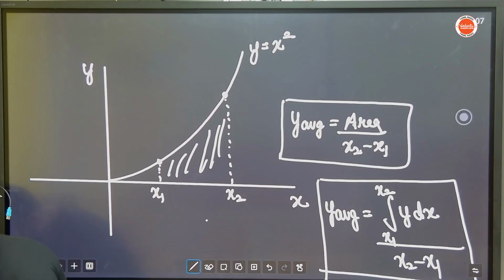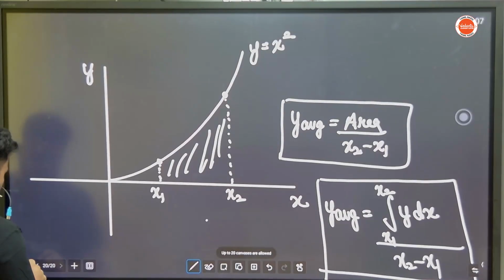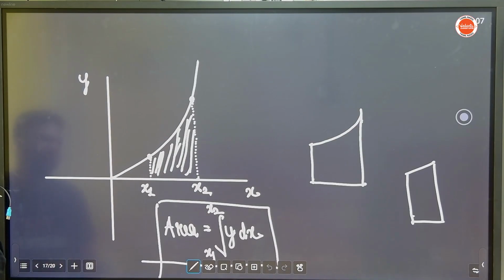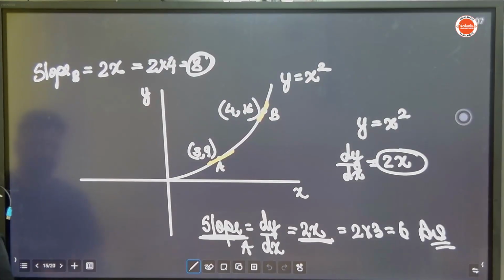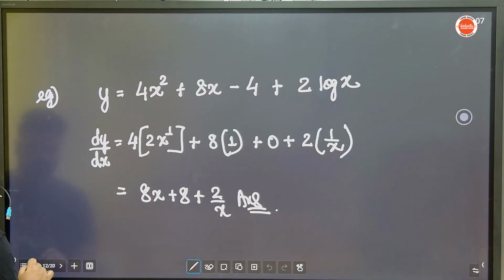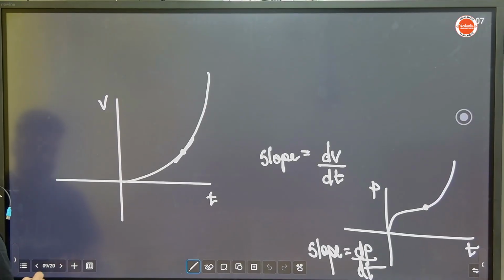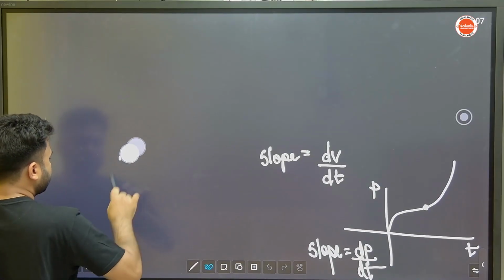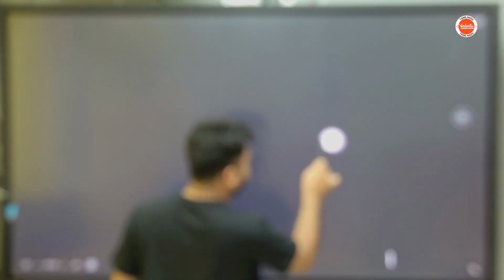Now how to, see, how to find the integration values? We are going to learn some integration concepts, because we have to know how to do the integration. Okay, so see, we are going to find the integration values. We are going to learn some integration concepts. See, you have to learn some formulas regarding integration, like differentiation.